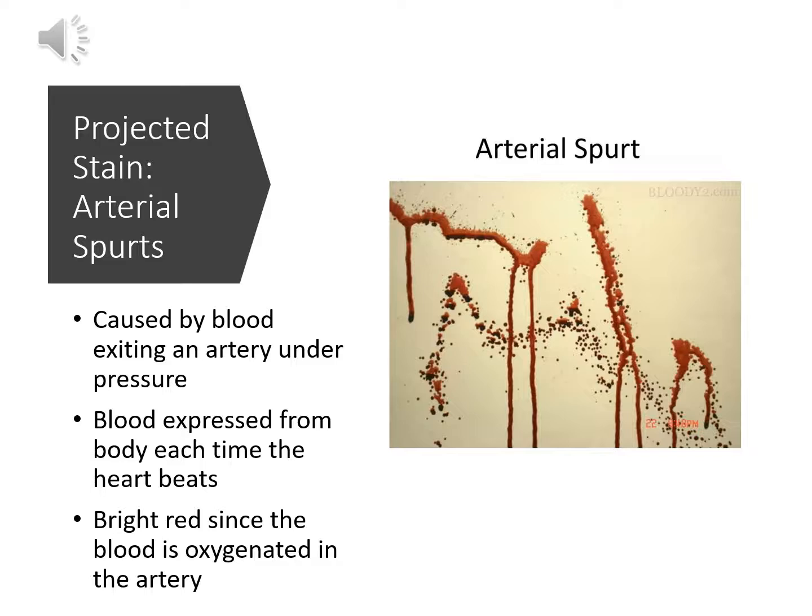Because we're dealing with an arterial spurt here, we expect to see some bright red blood stain, since that blood that's being pushed through the arteries has been oxygenated in the lungs. It's going to be particularly bright red, and we'll also see that we tend to have some significant drip patterns there if you take a look at the picture, because there's usually a lot of blood since it's forced out through the pressure of the heart beating.